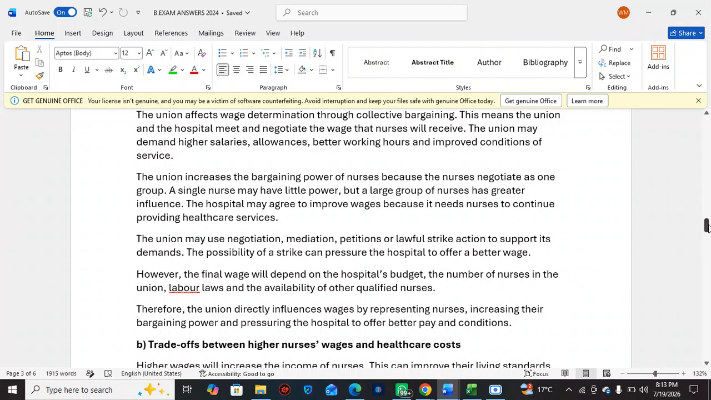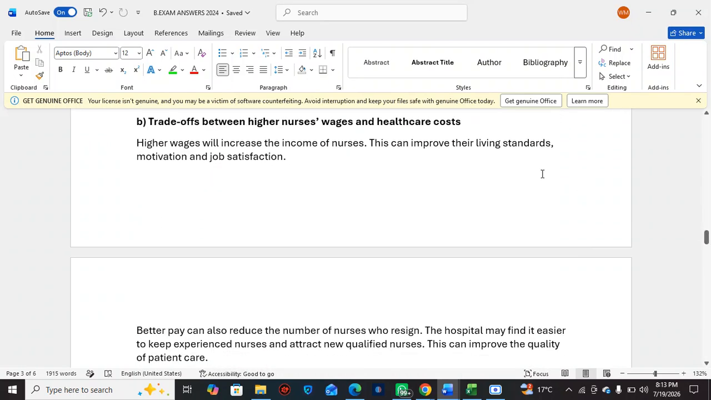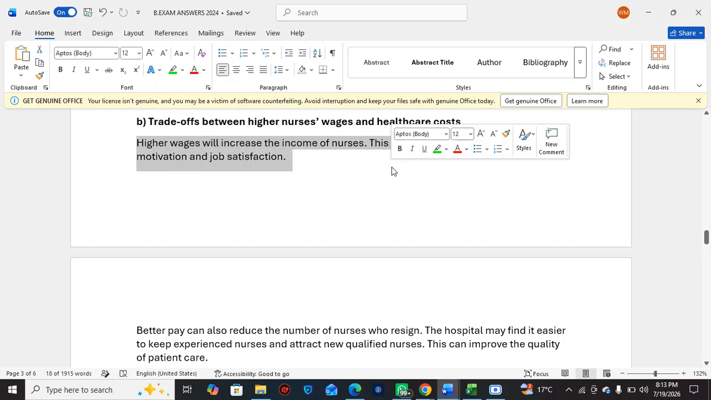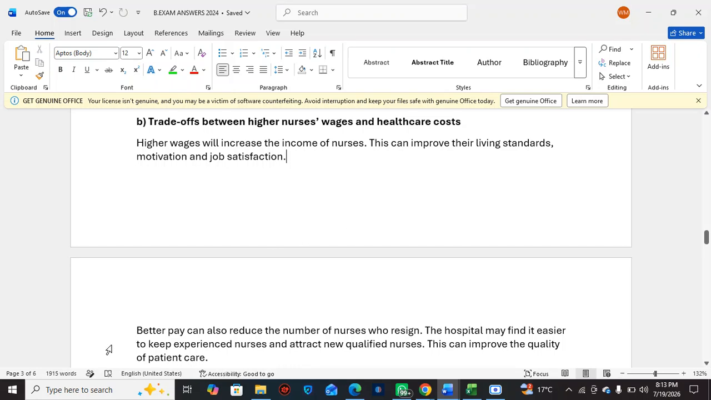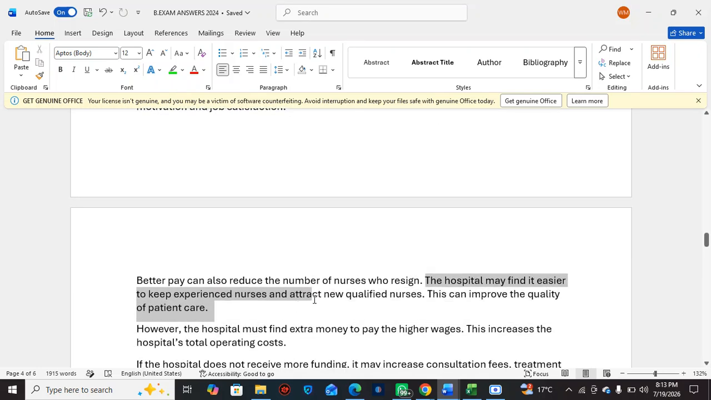Yes. So higher wages will increase the income of nurses. This can improve their standard of living, motivation, and job satisfaction. Better pay can also reduce the number of nurses who resign. The hospital may find it easier to keep experienced nurses and attract new qualified nurses. This can improve the quality of patient care.